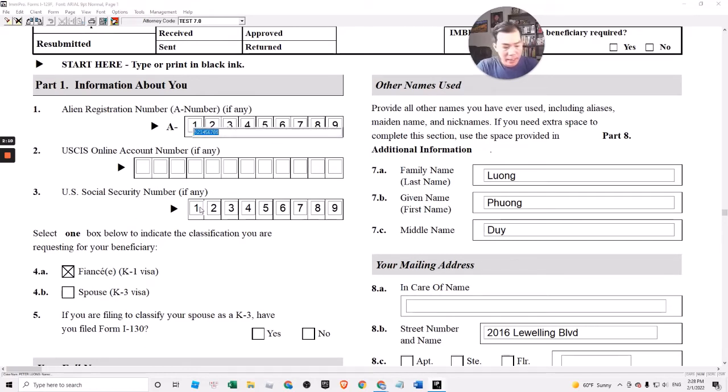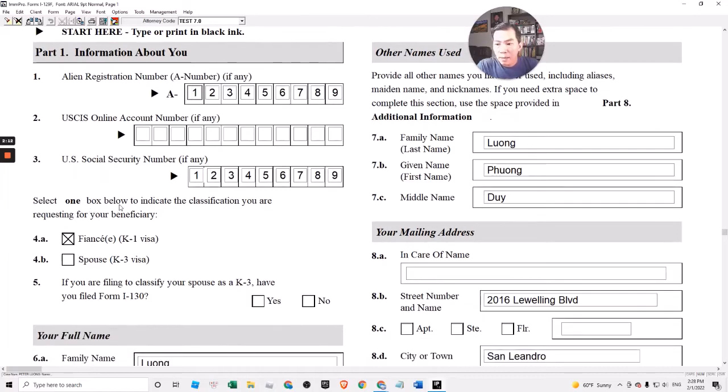The next part is select one box to indicate the classification you are requesting for your beneficiary, your fiancé, male or female overseas. So you have to check the box here, 4A, not 4B, never and never. 4A, fiancé, K-1 visa, never touch this. K-3, I will discuss in a different topic.